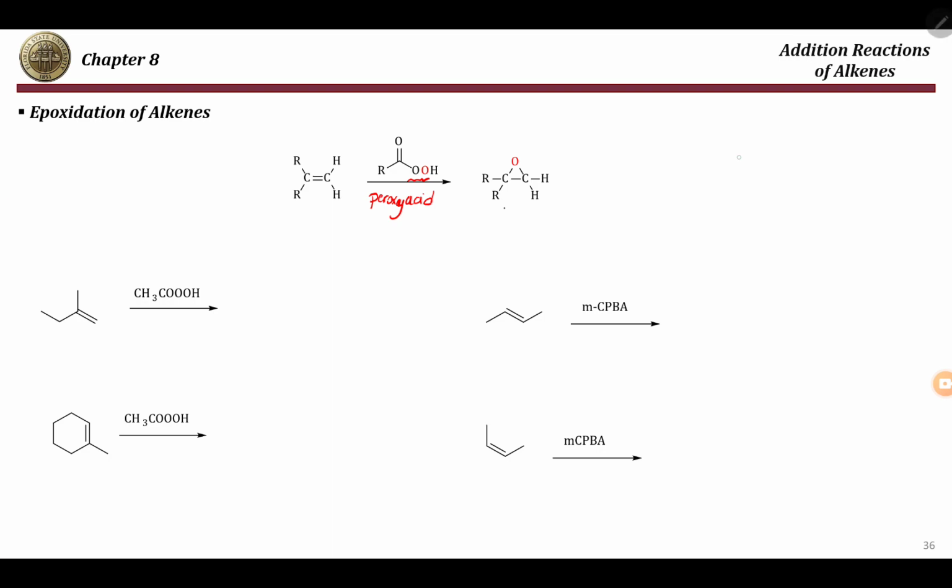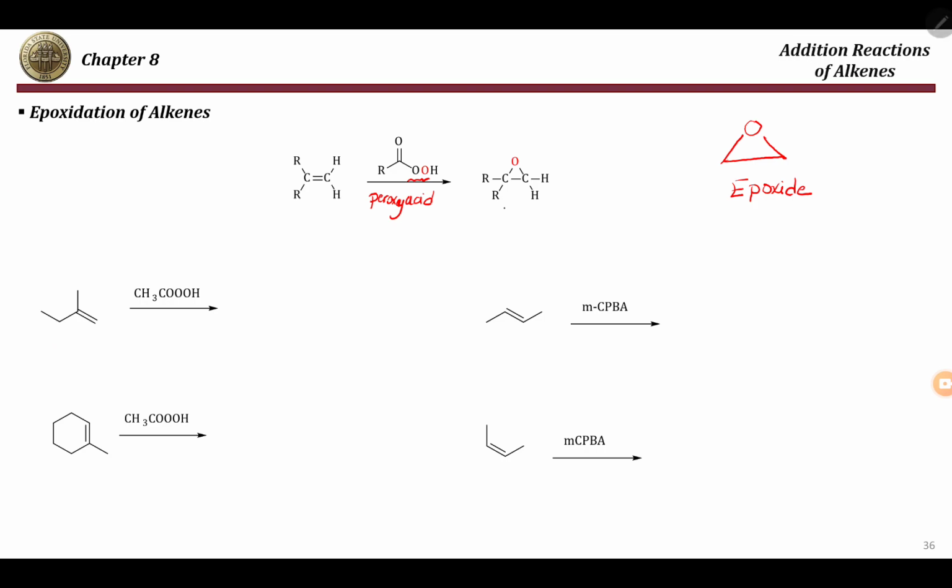Epoxides are compounds that have two carbons which are both bonded to the same oxygen. So this is basically what we call the epoxy group or the epoxide. It's a very simple reaction. You just have to add oxygen to the two double bonded carbons.